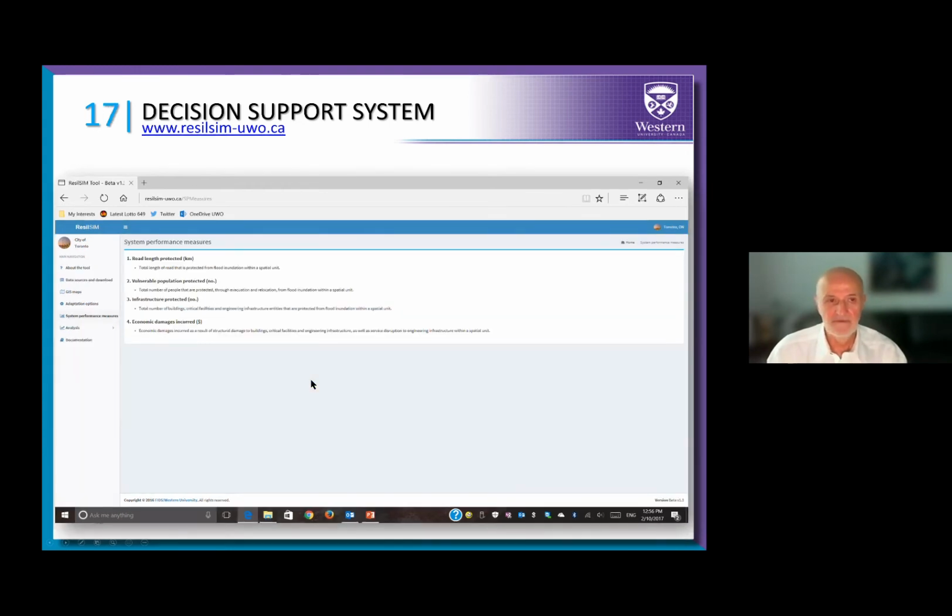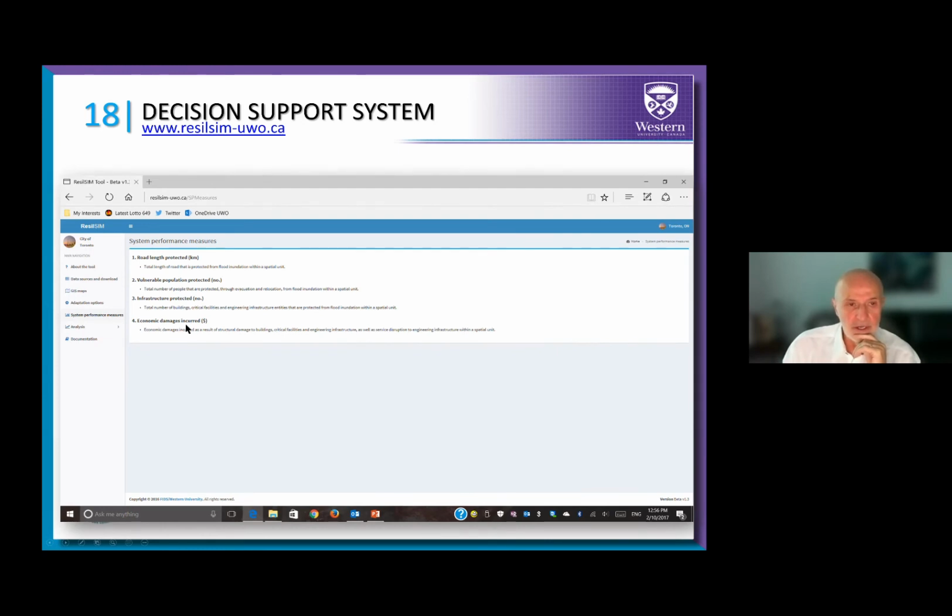This is to build the background. You need information. The users first select the performance measures. The performance graph is generated through the simulation. In this particular case, we focused on 4 different performance measures: road length under the water, vulnerable population, the number of people being affected by inundation, infrastructure types being protected, and economic damage.